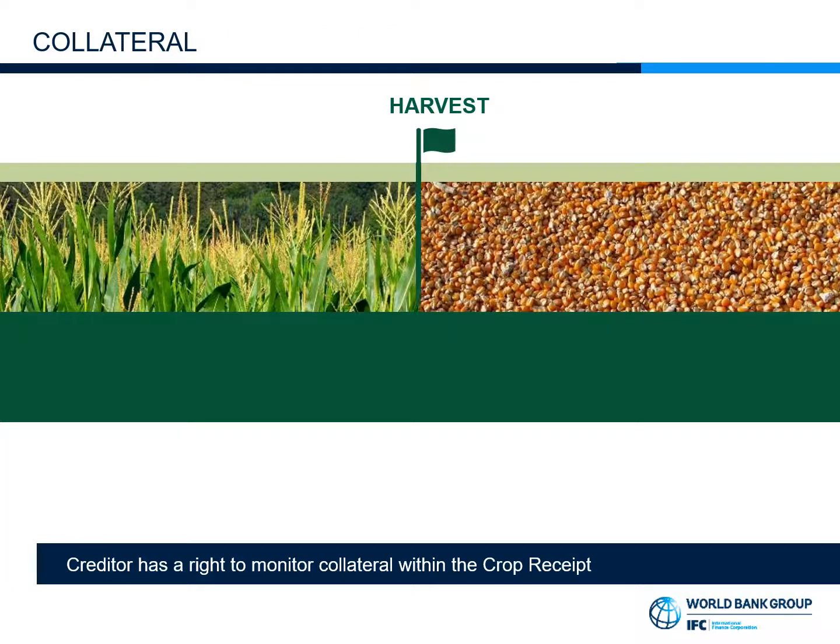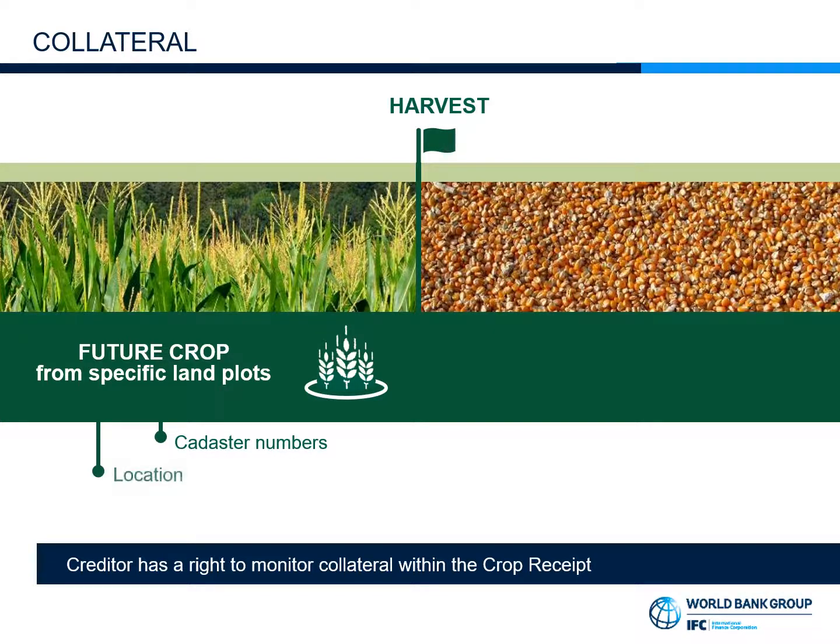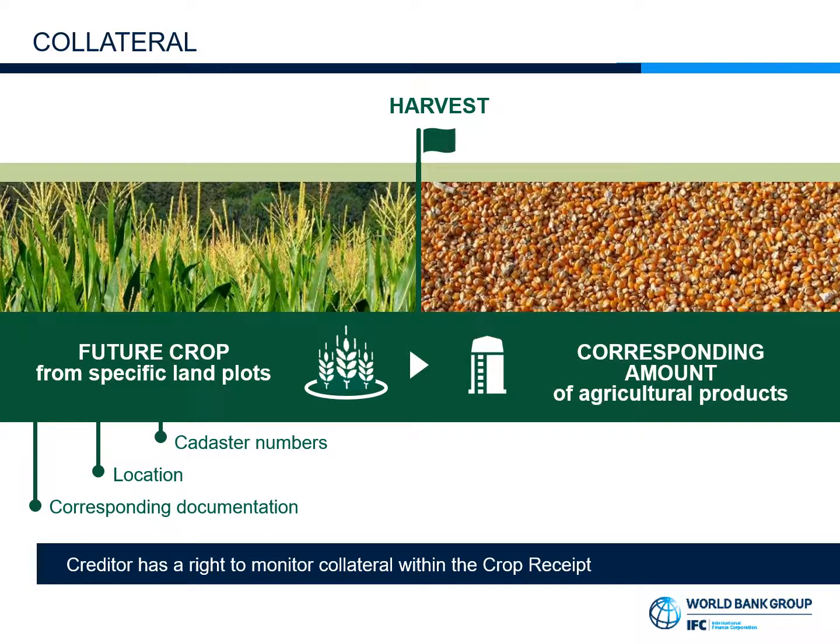The farmer provides future crop as collateral within a crop receipt. It is clearly defined in the text of the crop receipt in terms of the type of the crop, its quantity and quality, and linked to the land where the crop is or will be grown. Land plots are specified by location and cadastre numbers. Also, when registering a crop receipt, a notary must check the right of the farmer to use the land for agricultural production.